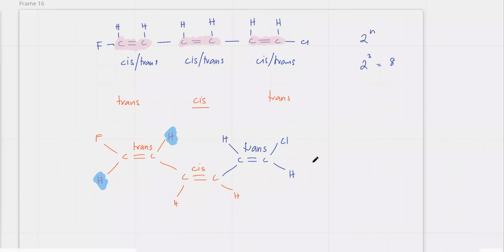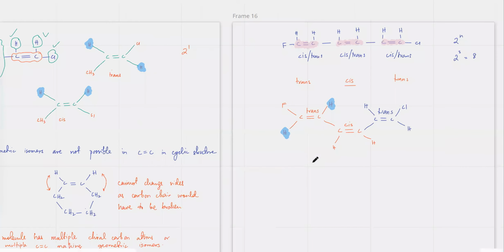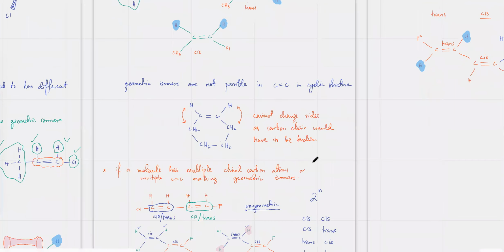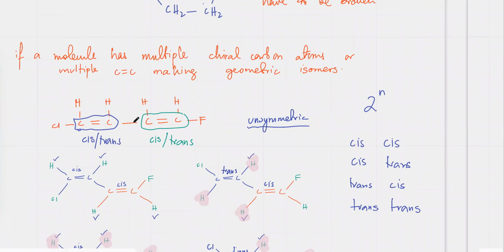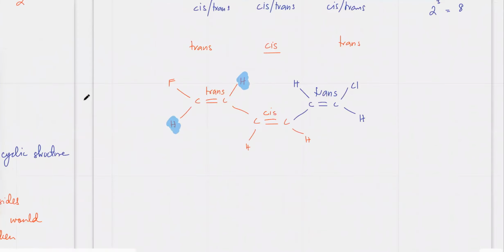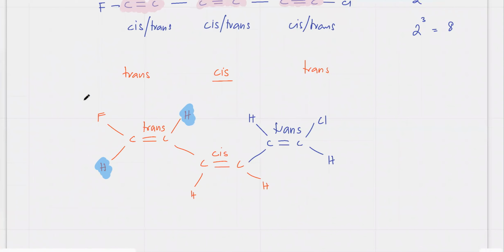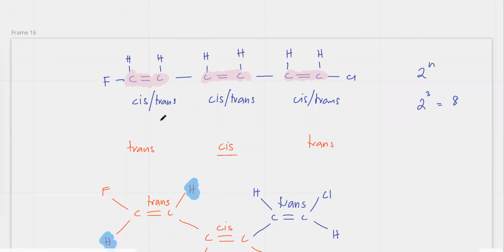So just remember that 2 to the power n. But remember, this was for unsymmetric alkenes. Unsymmetric alkenes were where the molecule had no symmetry, where the right side and the left side were different. I mean, you've got an F, you've got a Cl, so it is clearly different. This one was also an unsymmetric alkene, the one over here. You've got a Cl over here, you've got an F over here. So both sides were kind of different.